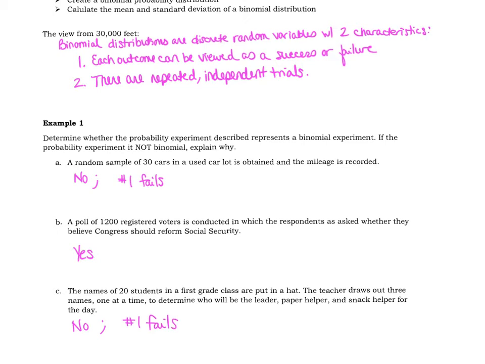And then the other, are there repeated independent trials? So repeated, yes, but I want you to think about the independent part. Once a student's name has been drawn as the leader, their name isn't going back in the hat as the paper helper and the snack helper, right? They're going to pick 3 different kids. So we also don't have independent trials because the likelihood of your name getting picked changes every time a name gets drawn out of the hat. So number 1 fails, as does number 2. Okay, this isn't binomial in any way, shape, or form.